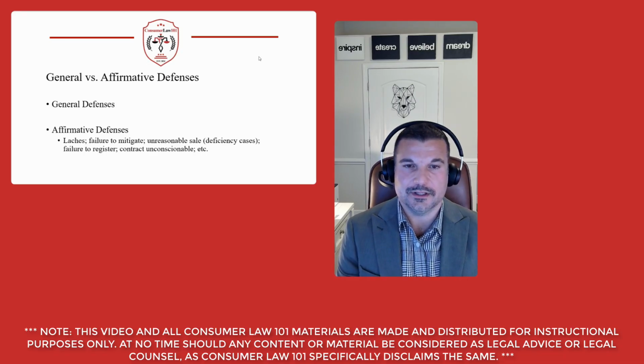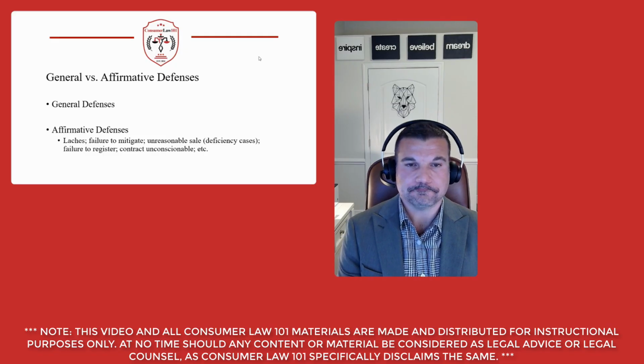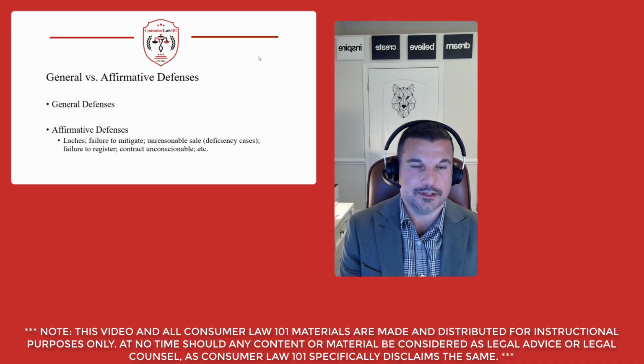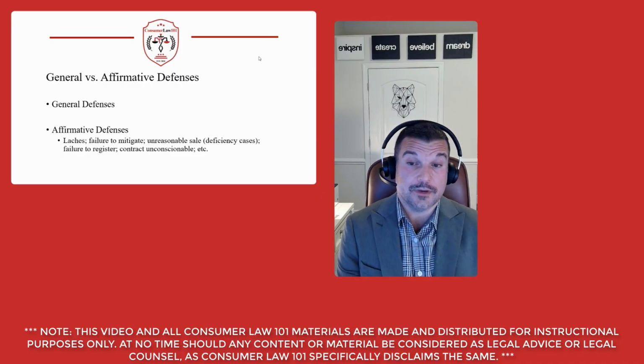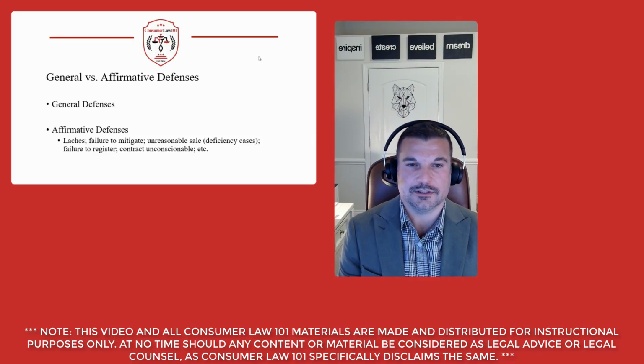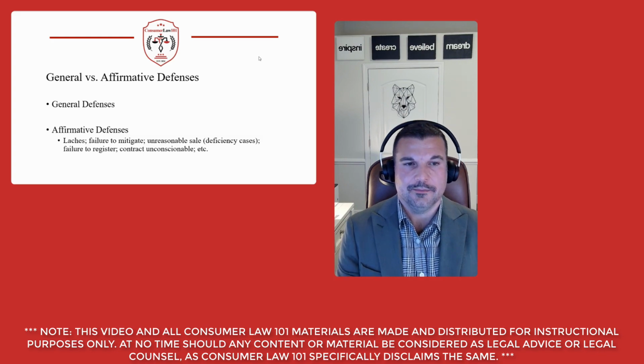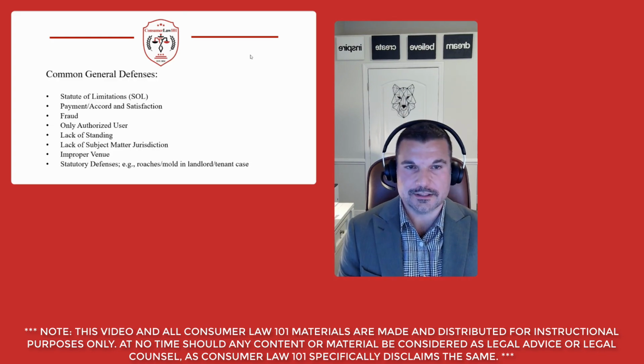There's some of them listed here. Laches, which is basically a timing issue, failure to mitigate damages. If there was an unreasonable sale, such as in a deficiency case for a vehicle after repossession, you now know about all those terms from previous videos. In some cases, debt collectors must register as debt collectors in certain jurisdictions to even be able to sue, and that can be an affirmative defense to the case that even though you might or might not owe the debt, their failure to register is a problem. And other things, when the contract can be unconscionable and issues like that. But again, for the most part, we're going to be talking about general defenses.